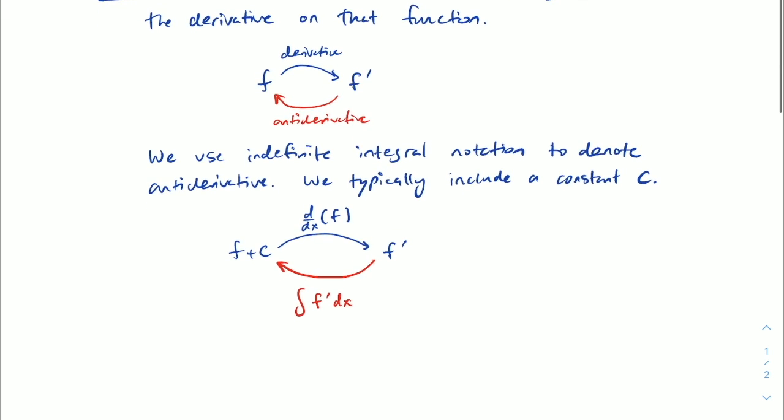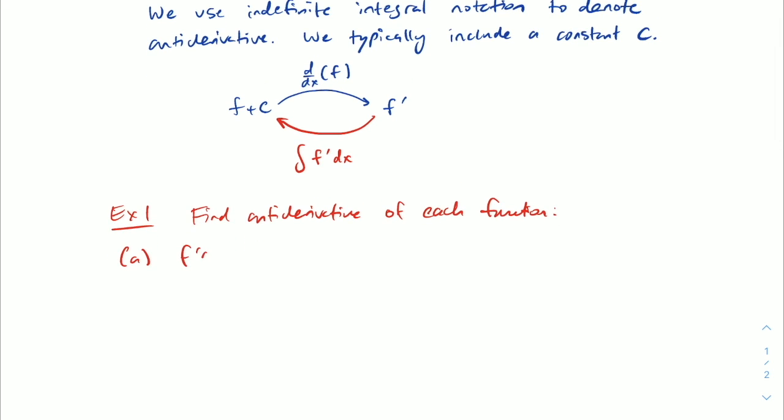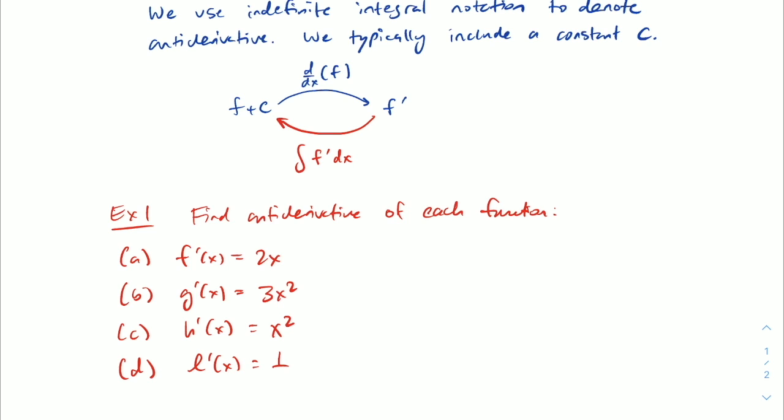All right, let's look at a few examples. So let's find the antiderivative of each function. We'll look at 4 functions. f prime of x is 2x. g prime of x is 3x squared. h prime of x is just x squared. And then last but not least, L prime of x is 1 over x squared.